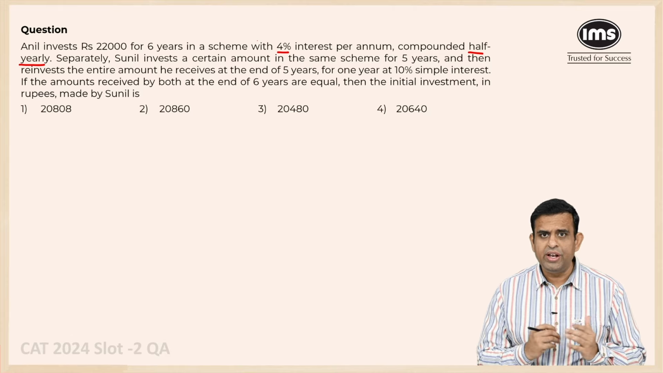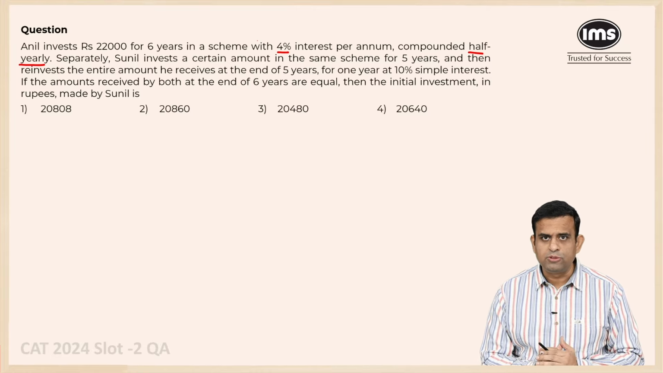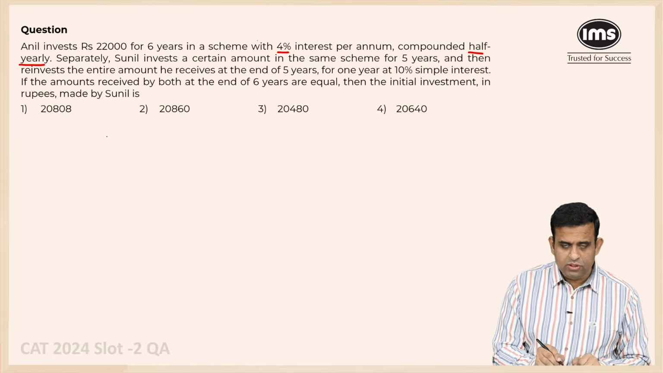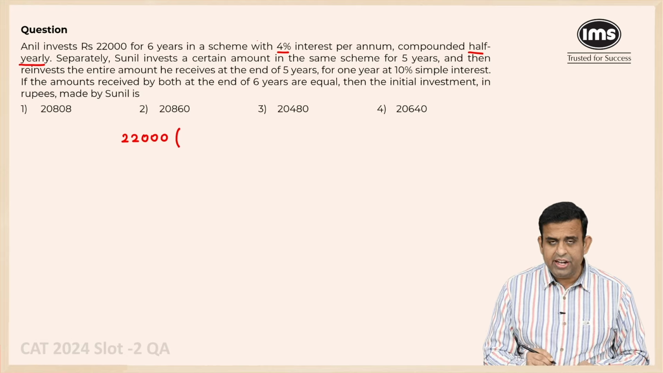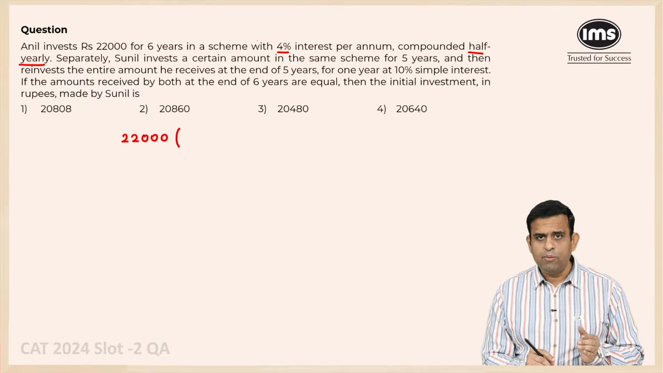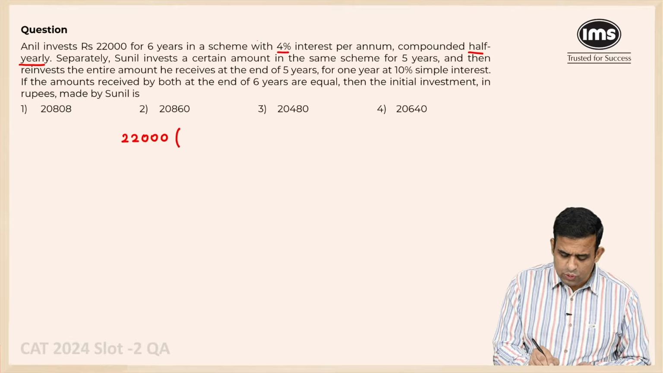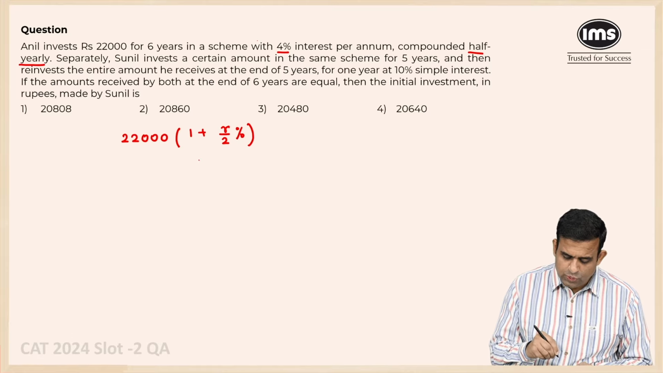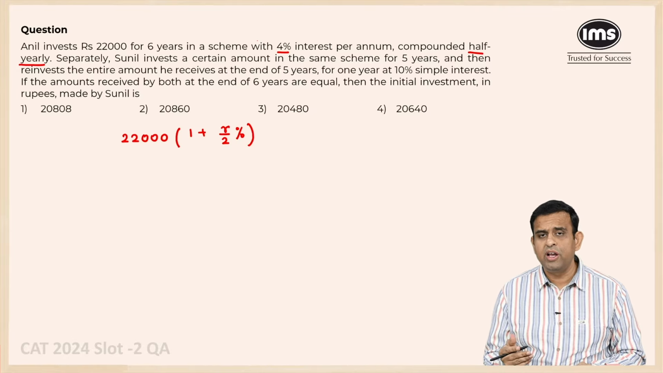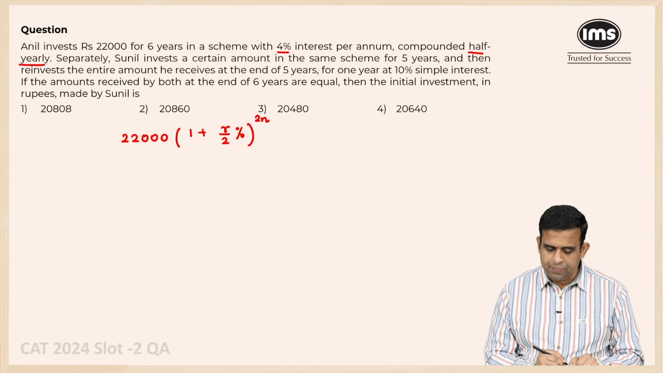So the main thing to equate in this particular case is the amount at the end of the 6th year for both Anil and Sunil, which happens to be equal. For Anil, it was compounding. So the amount for Anil is nothing but principal of 22,000. Now the rate is 4% annually, and if I am doing compounding half yearly, my corresponding rate becomes 2%. So 1 plus R by 2% raised to n. If n is the number of years, we are going to have 2 cycles for each year. It must be equal to 2n over here.